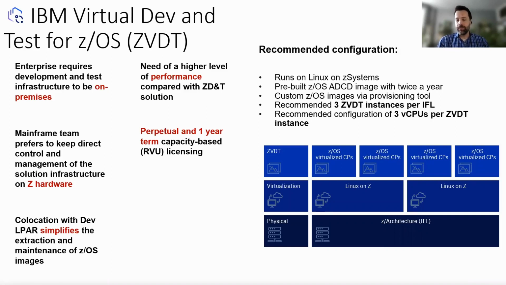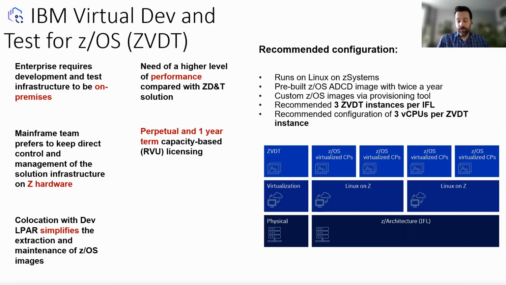The other offering provided by IBM that is primarily focused on on-prem dev test environment provisioning is ZVDT. You can think of ZVDT as exactly the same thing as ZD&T, except that it runs on Z hardware. So it's going to run on a Linux S390X machine, and it gives you the capability of provisioning zOS environments on that machine.